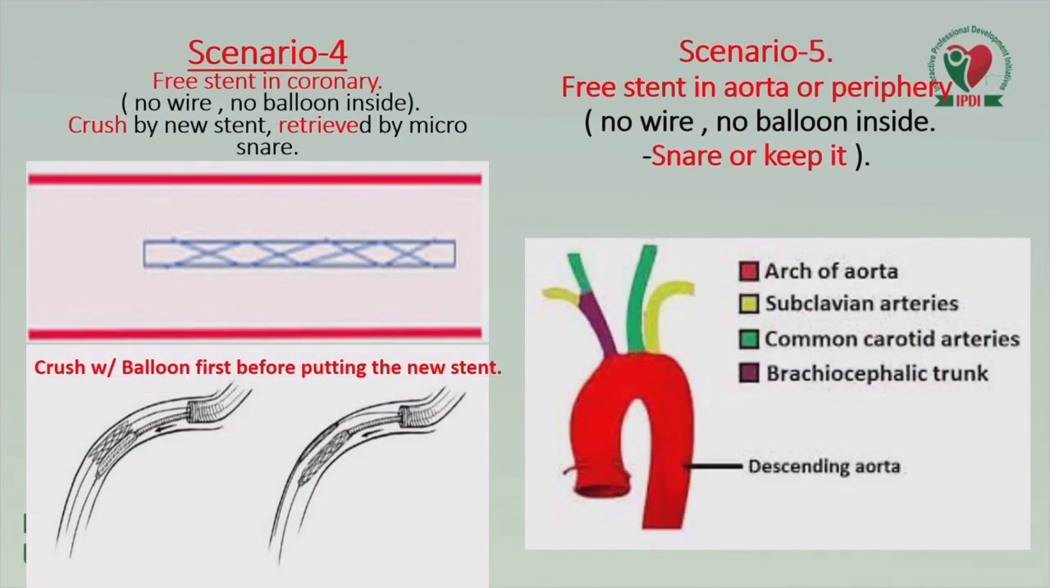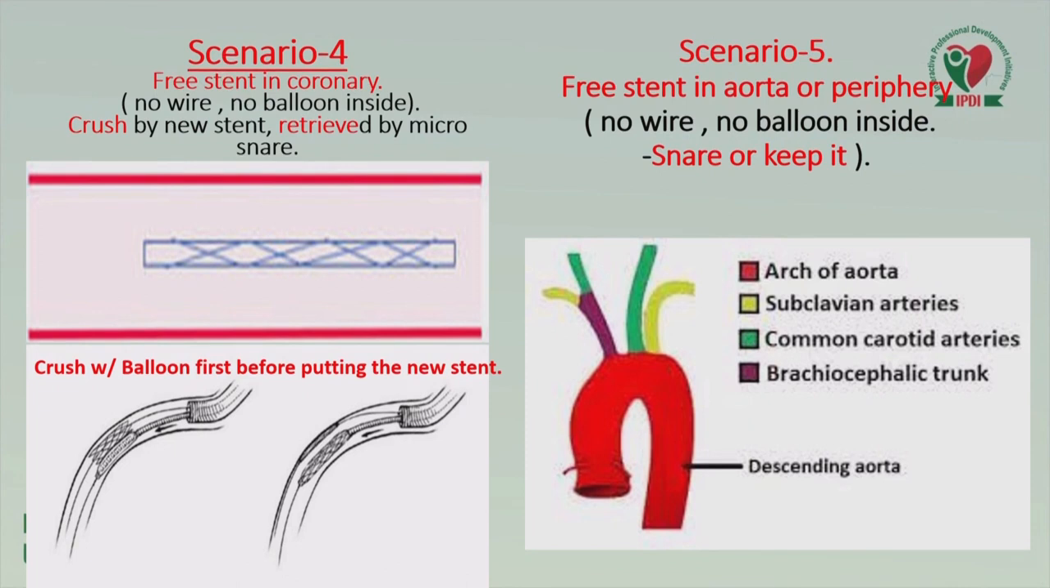In the other way, the stent may be lost totally. There is nothing inside the stent, and the wire is lost also, but still the stent is in the coronary artery. In that circumstance, an easier way is to crush the stent, but initially that should be done by a balloon, followed by another stent inflation.